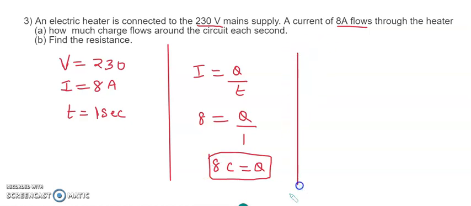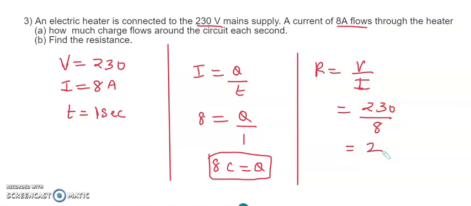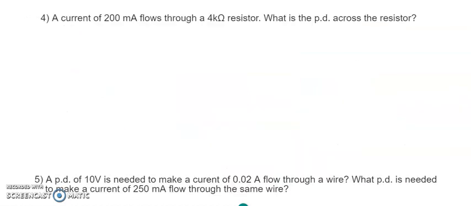Okay, the next part of the question, what is the resistance? So resistance is V by I, that will be equal to 230 divided by 8, which will be 28.75 ohms. Sorry, ohms, not ampere, it's a resistance. Okay, clear? So now we'll be doing a question wherein again there will be application of Ohm's law more than once in the same question.